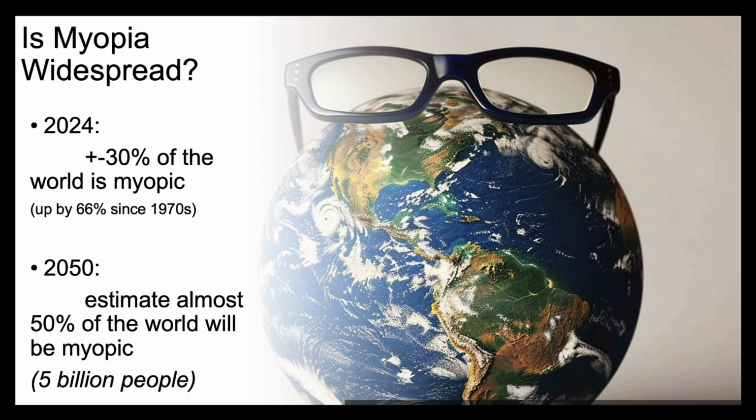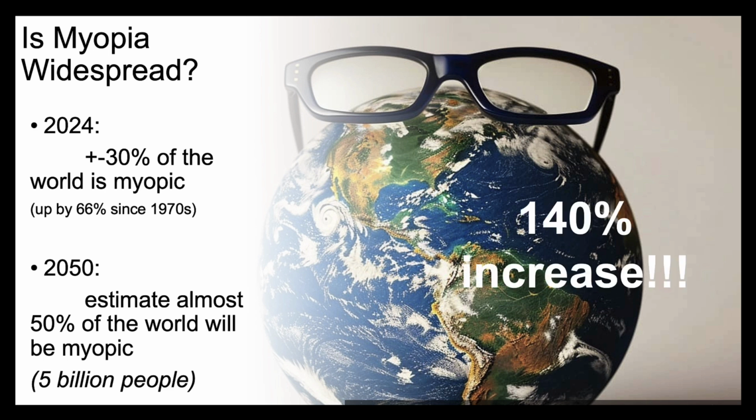Is myopia as widespread as they're telling us? If we look, in 2024, we know that approximately 30% of the world is myopic. This is a 66% increase since the 1970s. At this rate, by 2050, half the world will be myopic. That is a major problem, and it is a 140% increase.